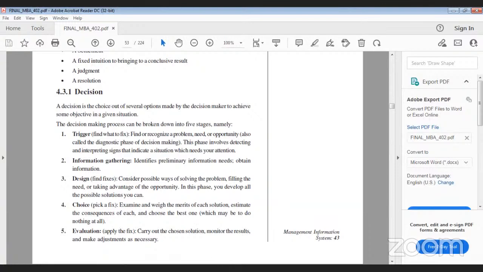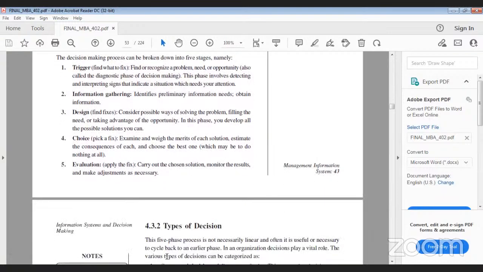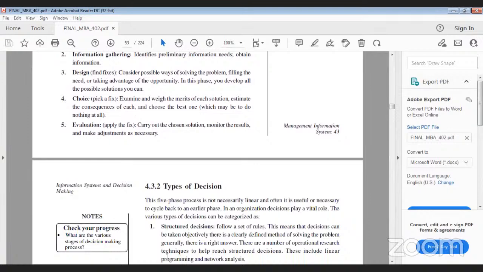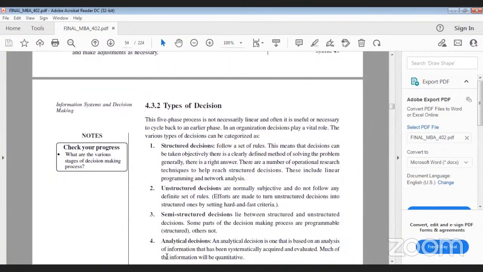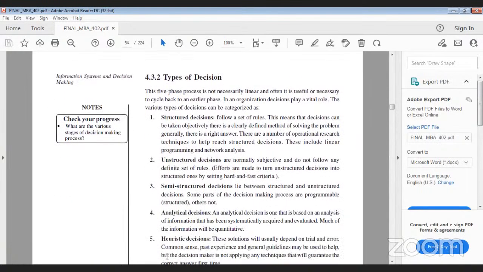Next is types of decisions. This five-phase process is not necessarily linear, and often it is useful or necessary to cycle back to another phase. In an organization, decisions play a vital role.